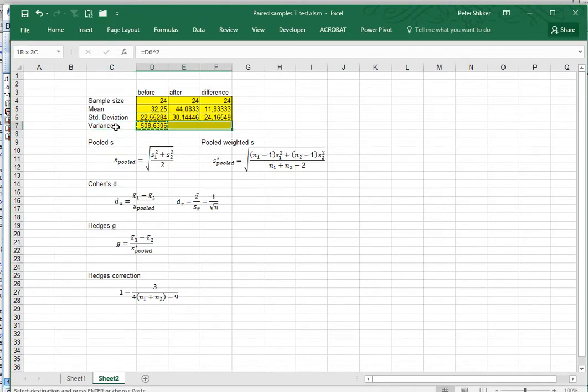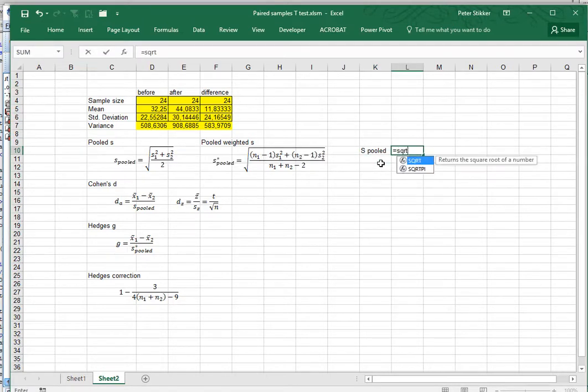I can copy paste this information, and to calculate this as pooled, it's the square root of, parentheses, the variance of the first one plus the variance of the second one, close parentheses, and then divide by 2. Yes, that's fine. It closes the last parenthesis, so 26.620.